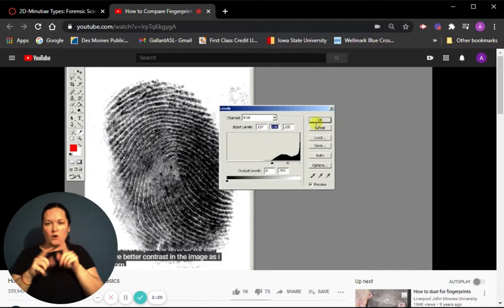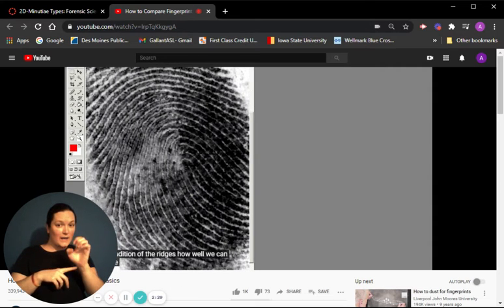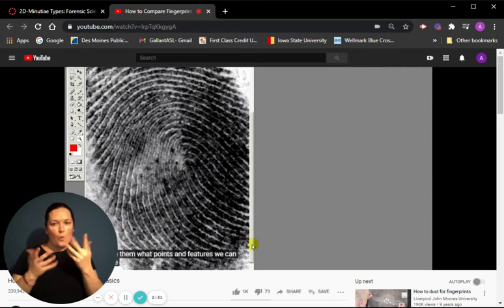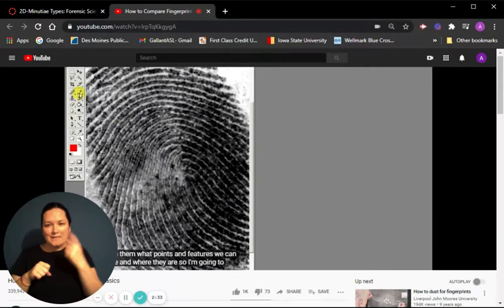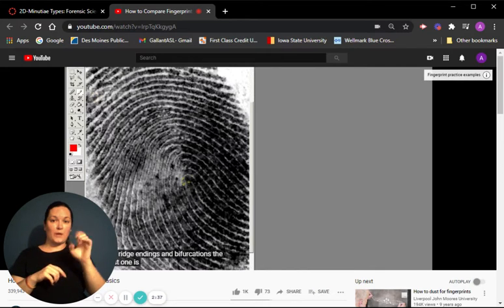As I zoom in, we're going to analyze the condition of the ridges, how well we can see them, what points and features we can see, and where they are. So I'm going to use the pencil tool to mark these points, the ridge endings and bifurcations. The first one is this center ridge that joins with the ridge that curves around it.